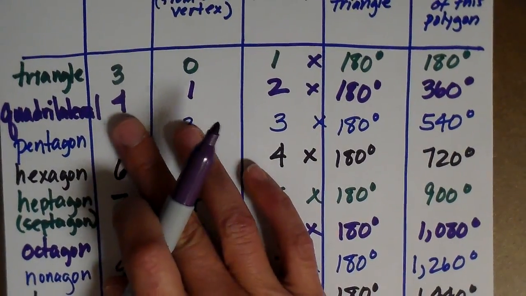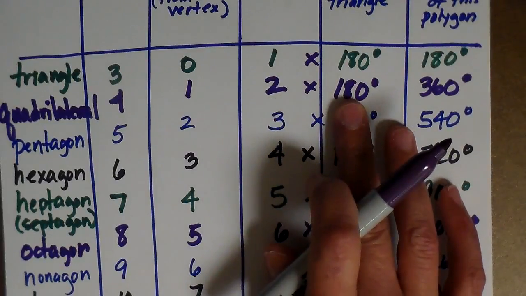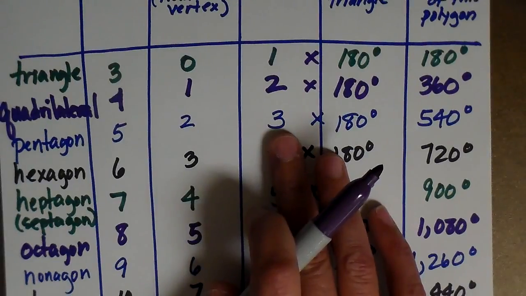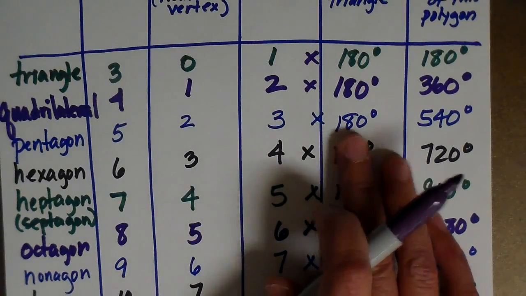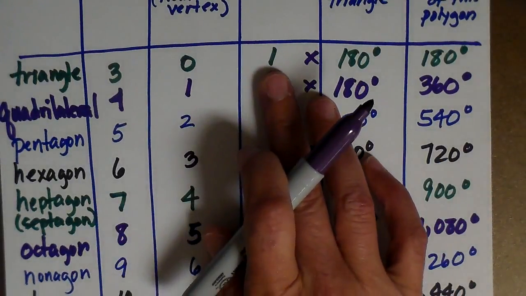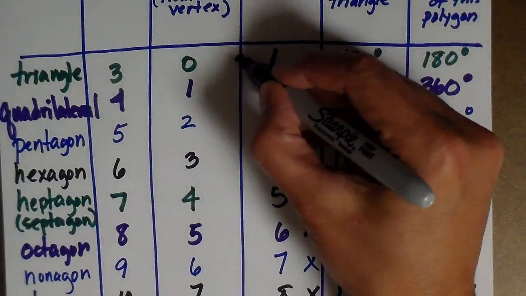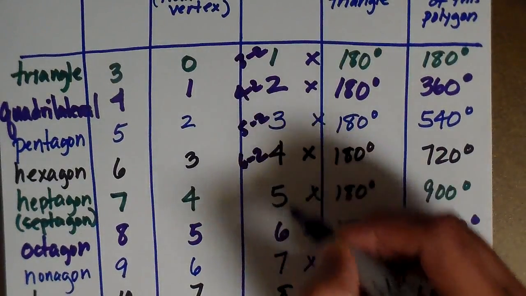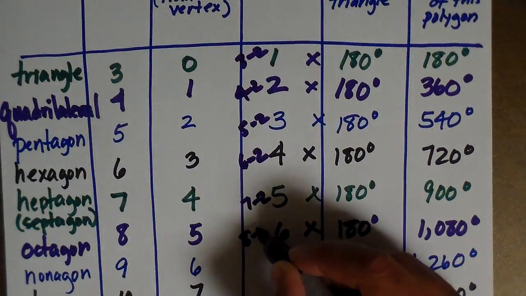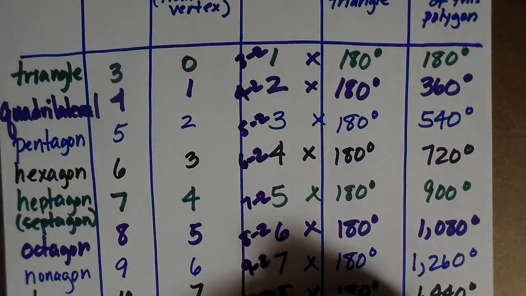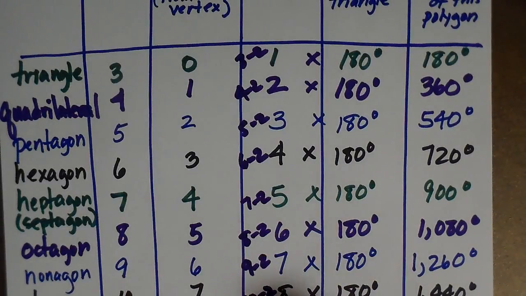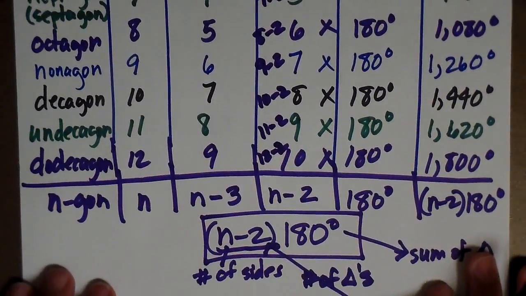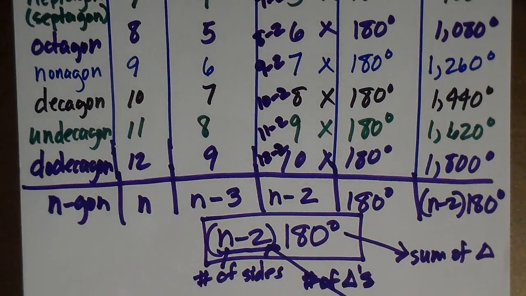If I have a triangle, that's just 180. If I have a quadrilateral, I was able to divide it into 2 triangles at 180 apiece. That's 360. A pentagon has 5 sides. I can divide it into 3 triangles. So 3 times 180. Look at all this. This is 3 minus 2. 4 minus 2. 5 minus 2. 6 minus 2. 7 minus 2. 8 minus 2, 9 minus 2, 10 minus 2, 11 minus 2, 12 minus 2, and n minus 2. So that's where we get the formula for the interior angle sum of a polygon.